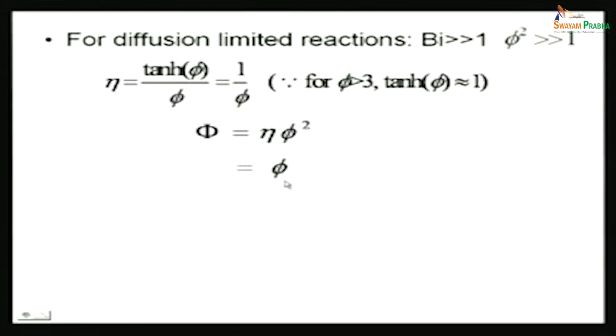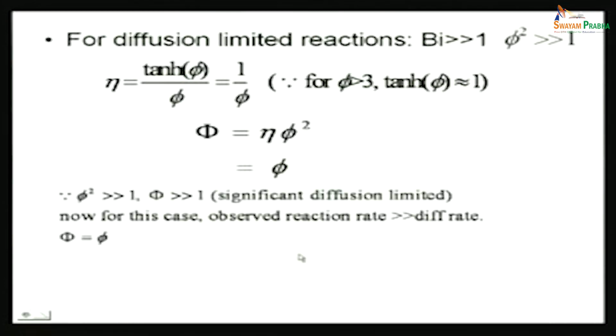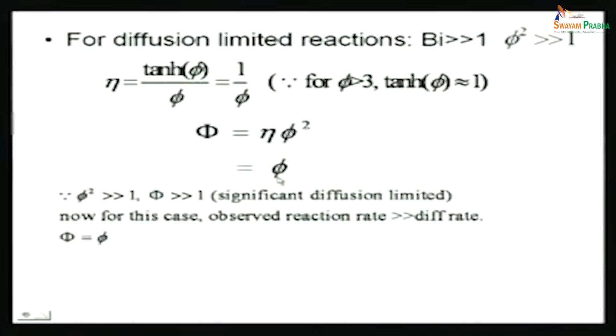Eta itself is 1 over phi. So, this comes out to be phi. Now, what we find from this is that phi square much greater than 1, and this implies that big phi also, that is, if intrinsic Thiele modulus is much greater than 1, then the observed Thiele modulus is also much greater than 1, right, because though it is not as high as phi, because it is not equal to phi square, but it goes as square root of the Thiele modulus. So, if the square Thiele modulus is 100, then the observed Thiele modulus is 10.